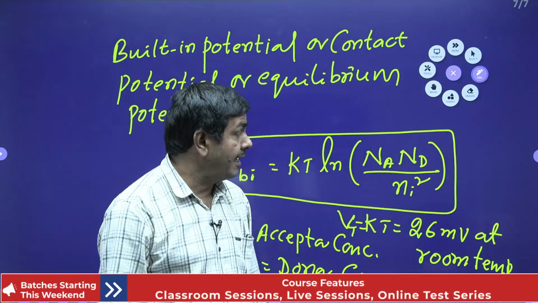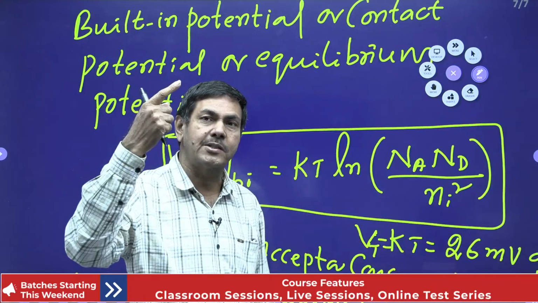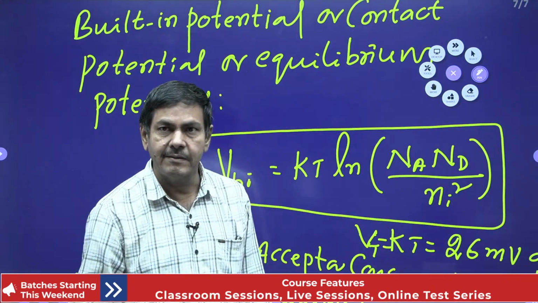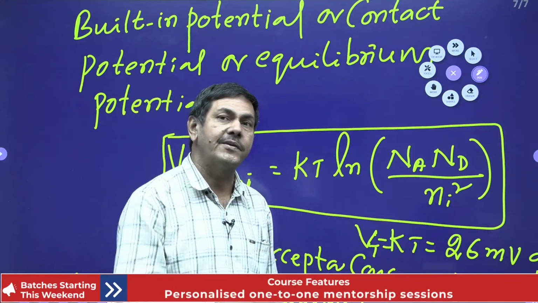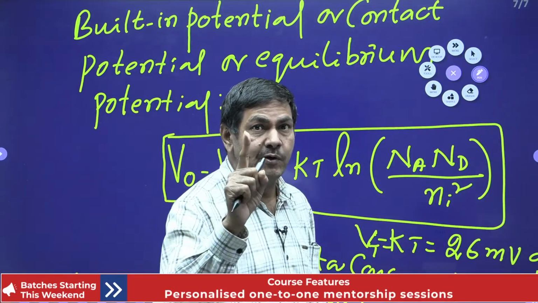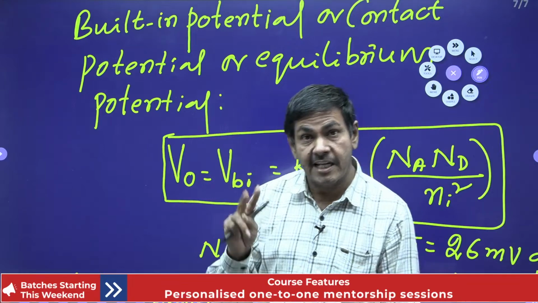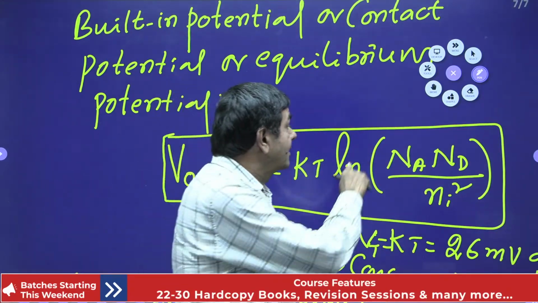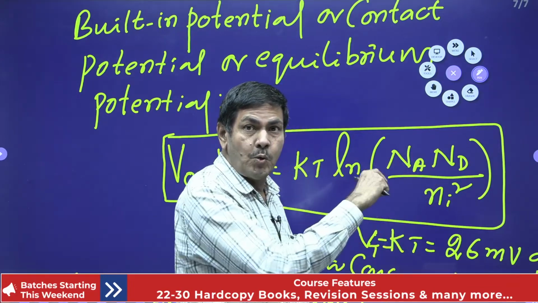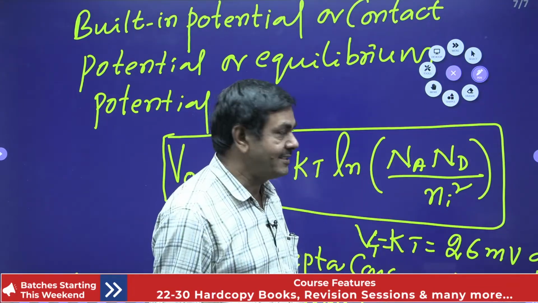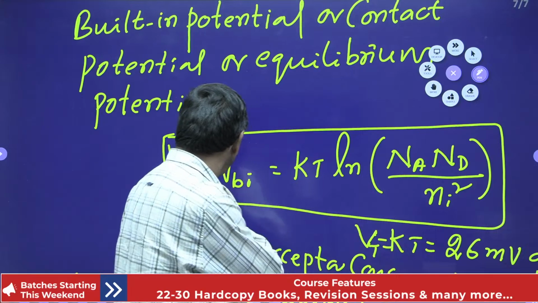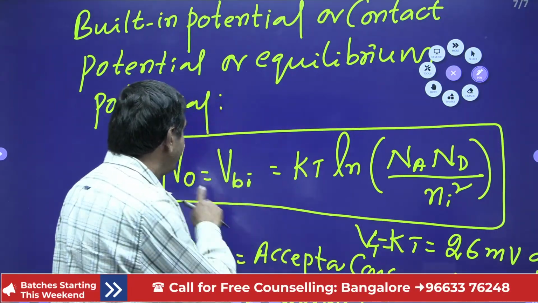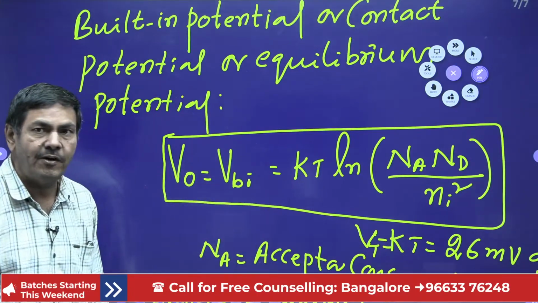When Ni increases, V0 decreases. When Ni decreases, V0 increases. So the temperature is one factor, the type of material is another factor, and the third is the doping concentration in the material. These determine the built-in potential. This is the built-in potential formula.